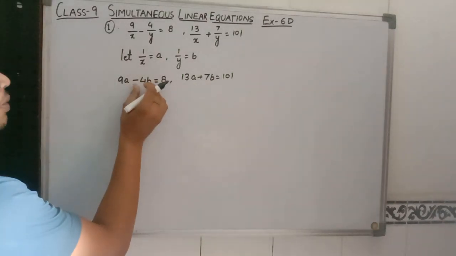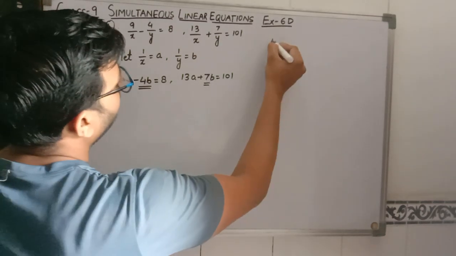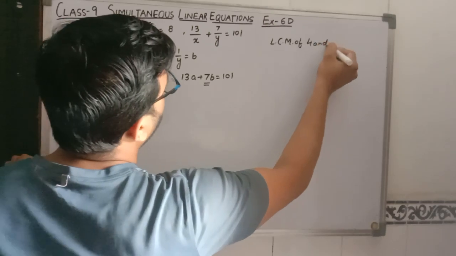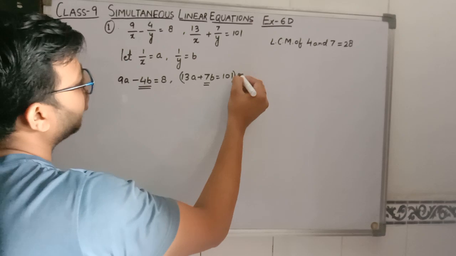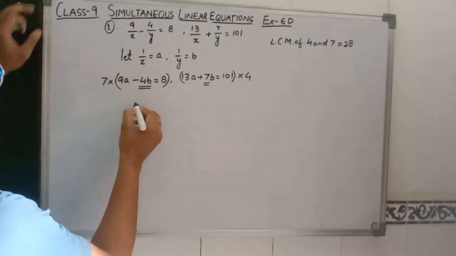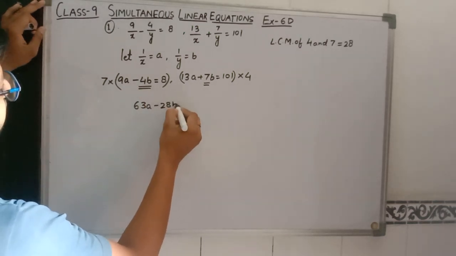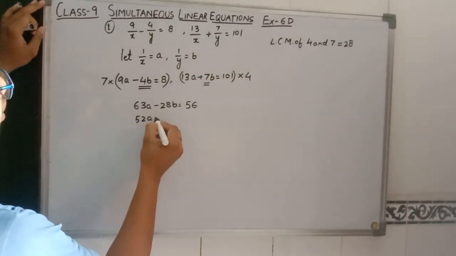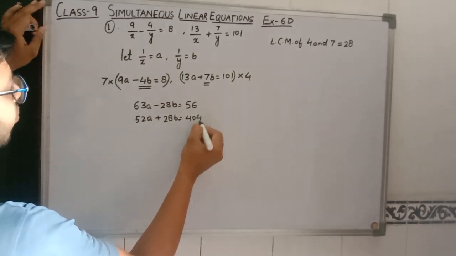Now if we target b, the coefficients are 4 and 7. So the LCM of 4 and 7 will be 28. To make this equal, we have to multiply this equation by 7 and this equation by 4. So 7 9s are 63a, 7 4s are 28b, 7 8s are 56, 13 4s are 52a, 4 7s are 28b is equal to 404.